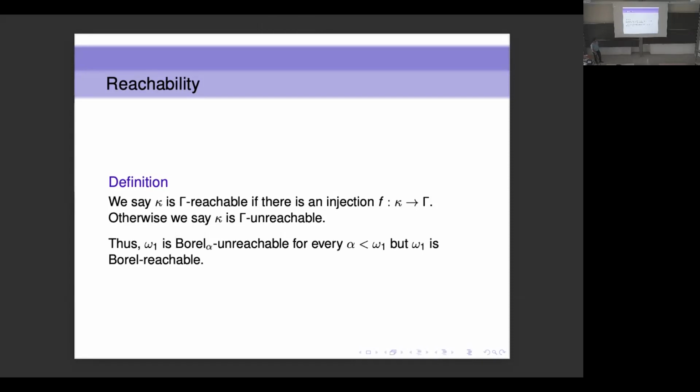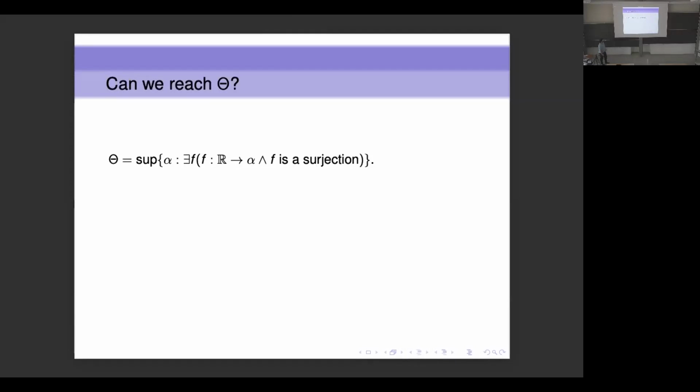Okay, so in that language, omega-1 is unreachable for each particular class, but it is reachable if you take all Borel, right? Because the first example I gave you, the sets were Borel. Okay, so let's go look at theta. Theta is basically the successor of the continuum, but when we don't have choice, that's how we define it.